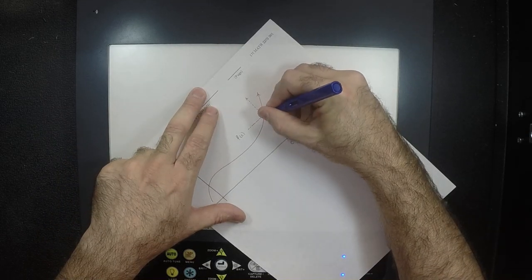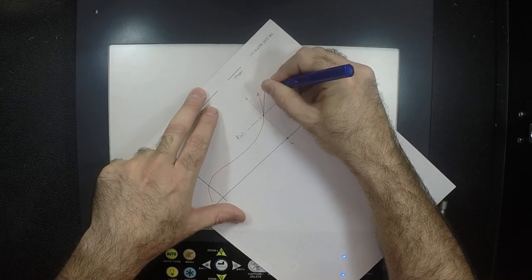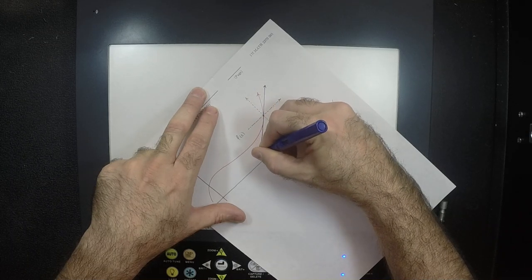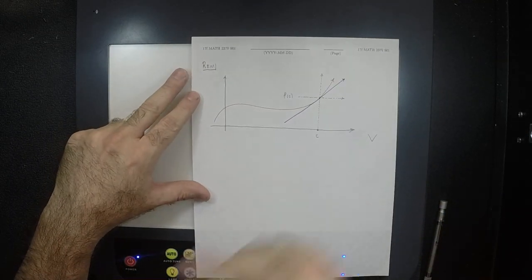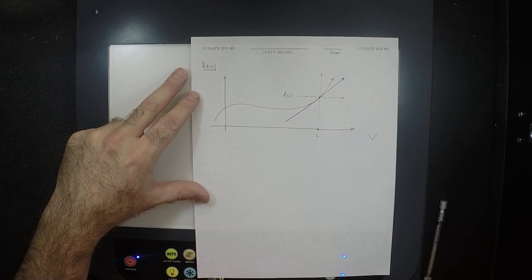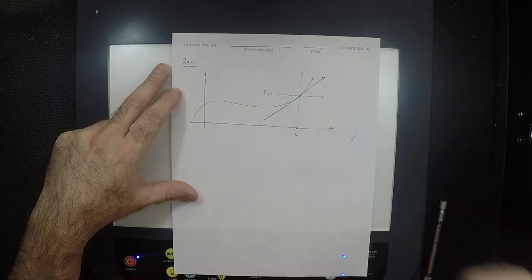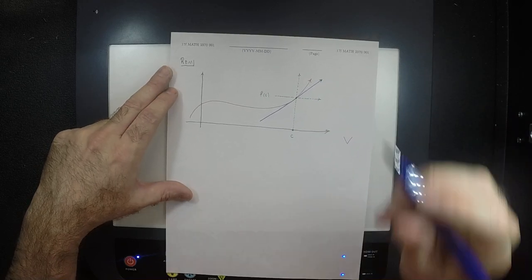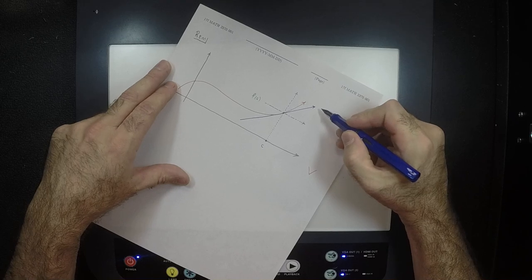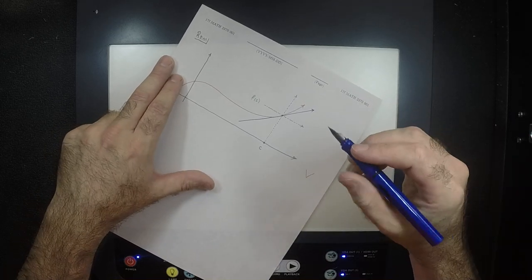So if you were really, really small, then you would not be able to tell the difference between the red curve and the blue curve right there at that point. They're identical. They're functionally identical to you if you're really small. So what's the name for this blue one? This is the tangent line.